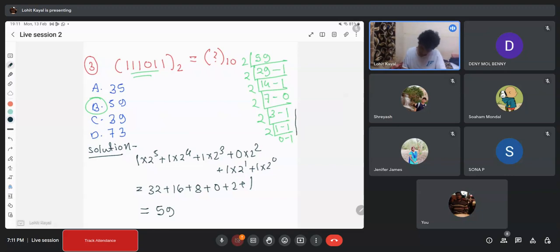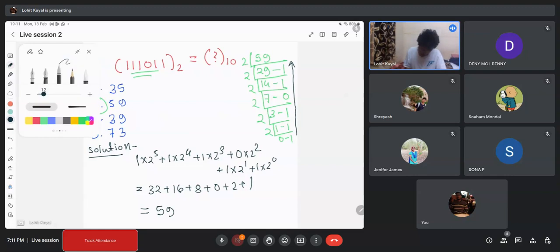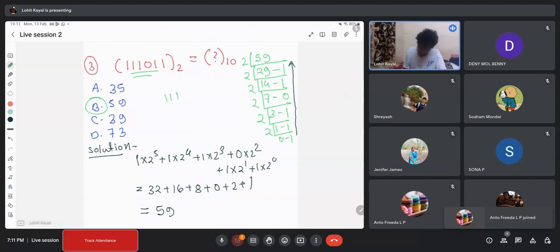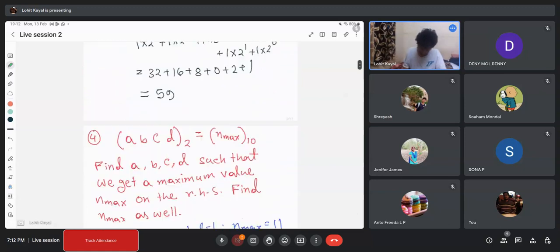Then we will go from bottom to the top, I mean to count the number. So what will be the solution here? The solution will start from here: 1 1 1 0 1 1. So you can see in this way you can very easily convert a binary number to a decimal number, and also a decimal number to a binary number. Okay, I hope it is clear.